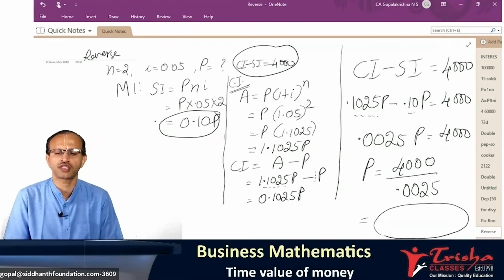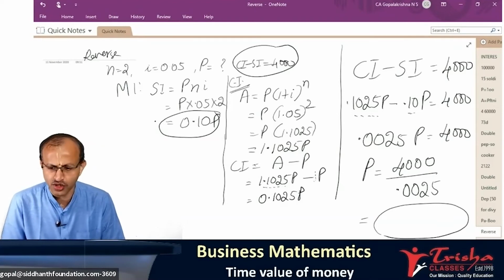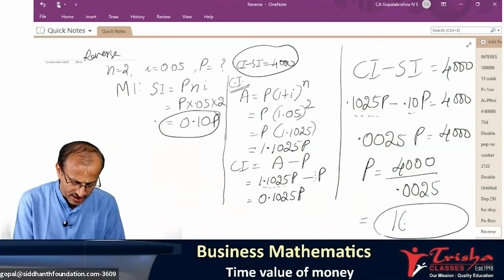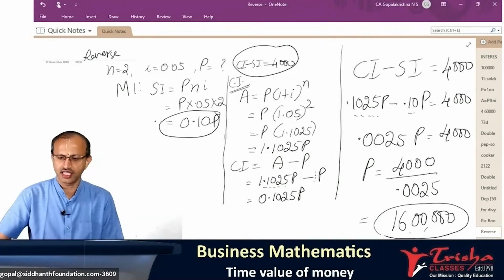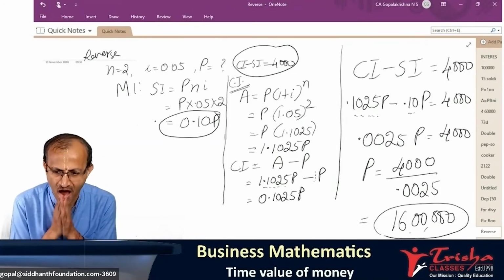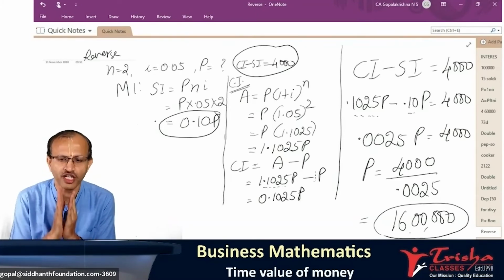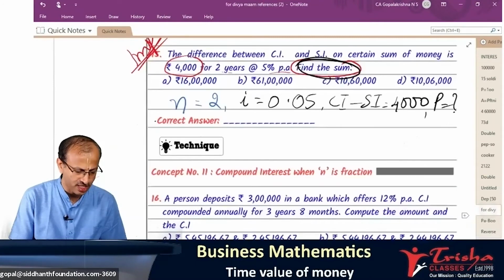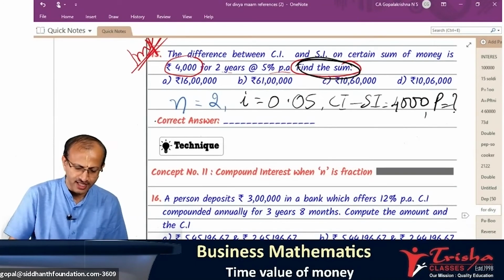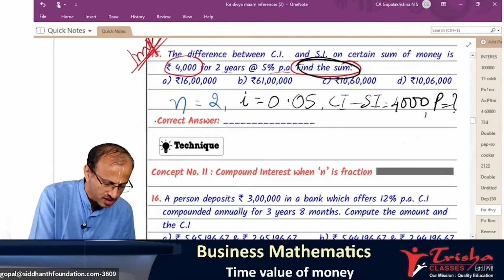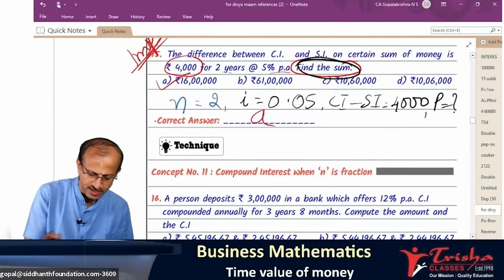4,000 divided by 0.0025. Is it 16 lakh in your calculator? Fast, fast. Okay. Everyone got the answer. 16 lakh is there, and that is one of the options here. The answer is 16 lakh, which is option A. The correct answer is A.